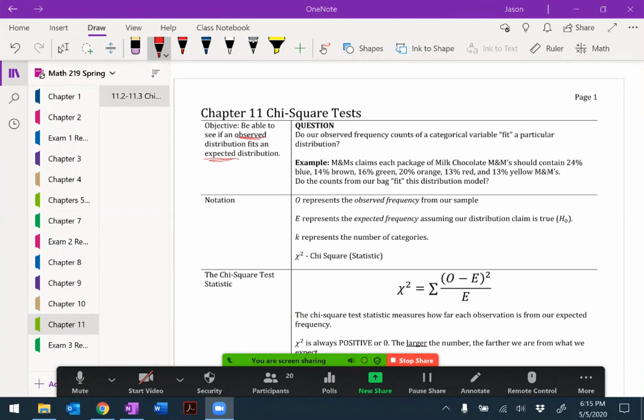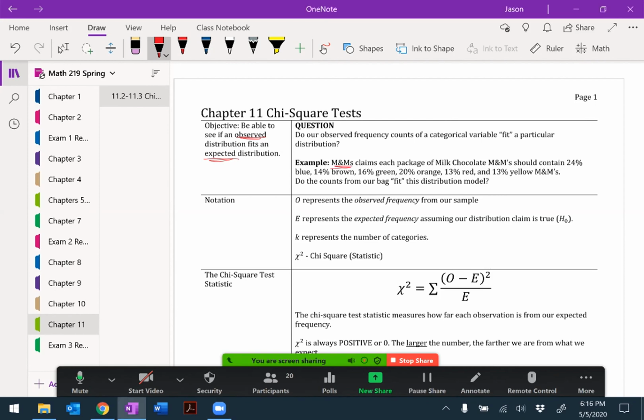Okay, objective: be able to see if an observed distribution fits an expected distribution. Do our observed frequency counts of the categorical variable fit a particular distribution? Examples, okay, M&Ms. We're going to do the M&Ms example.